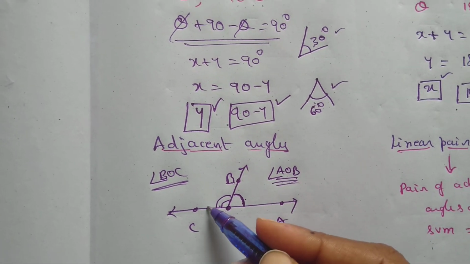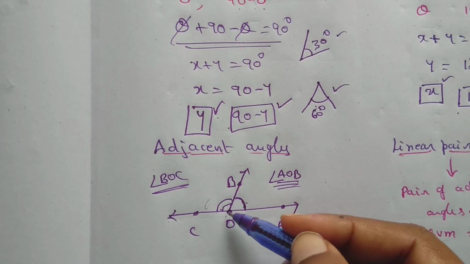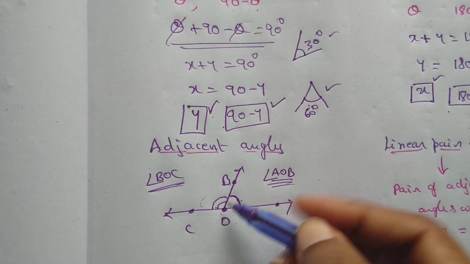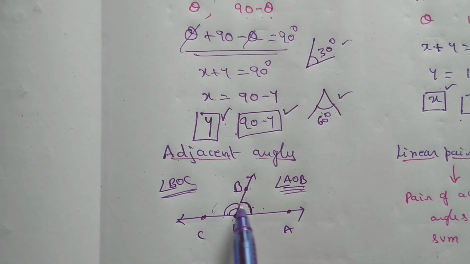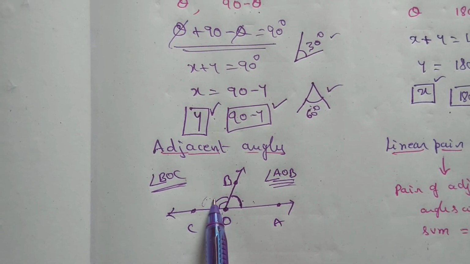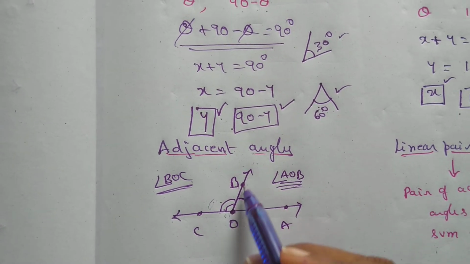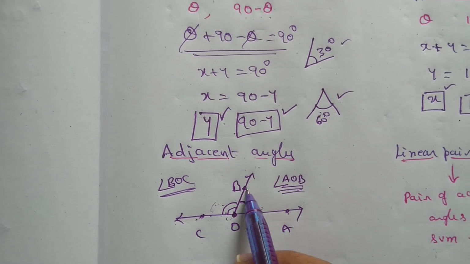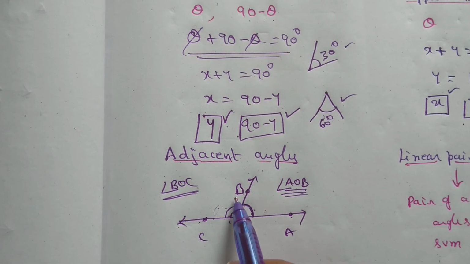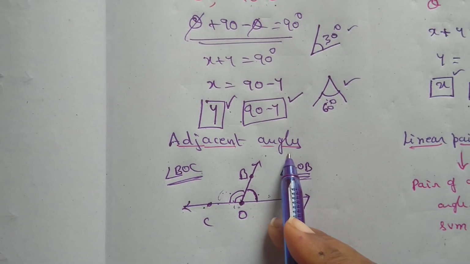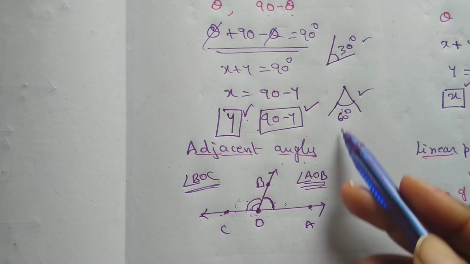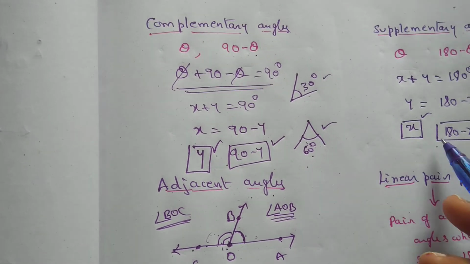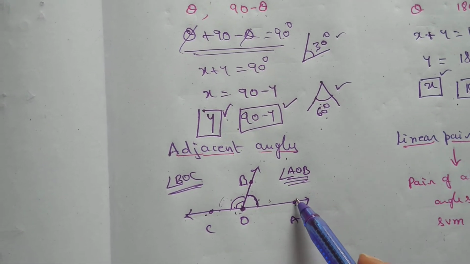That means a particular angle is divided into two angles by another ray, or one of the rays is common to both the angles. Here ray OB is common to both OA and OC. Such angles are called adjacent angles. That is what we have discussed here. These two need not be adjacent angles in case of complementary and supplementary angles. So this is an adjacent angle.